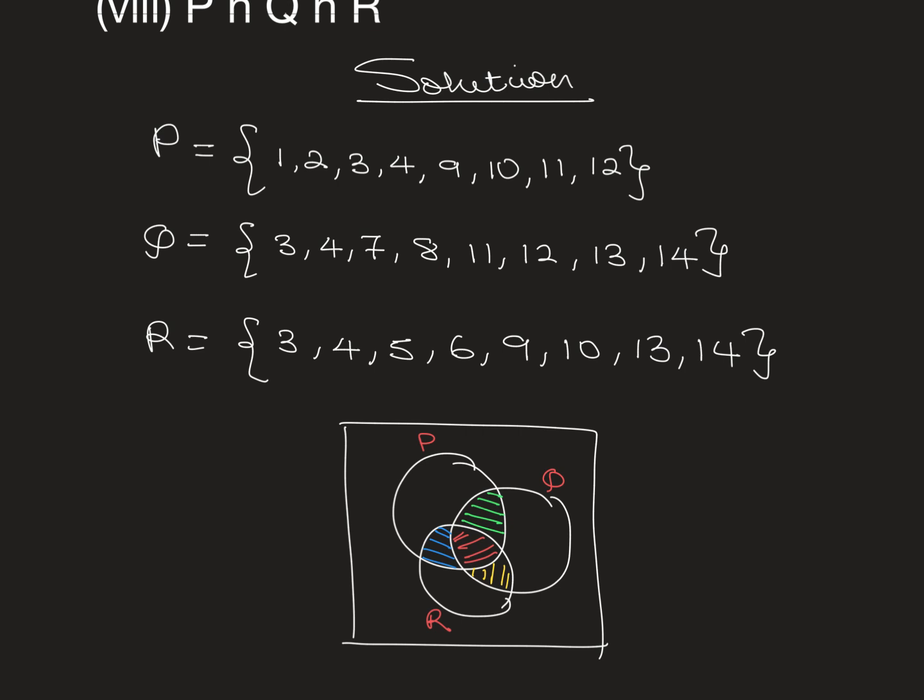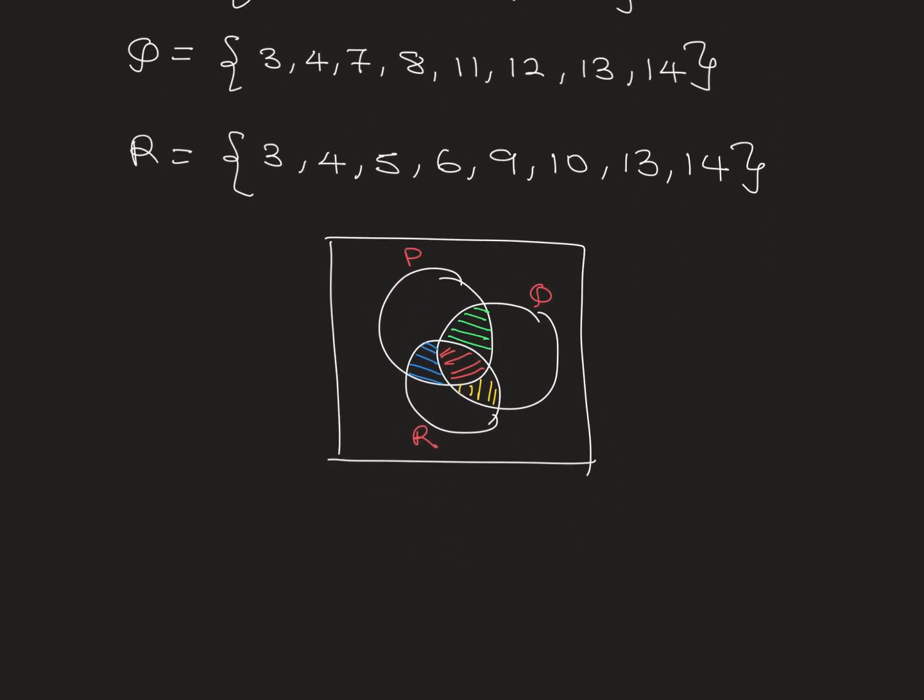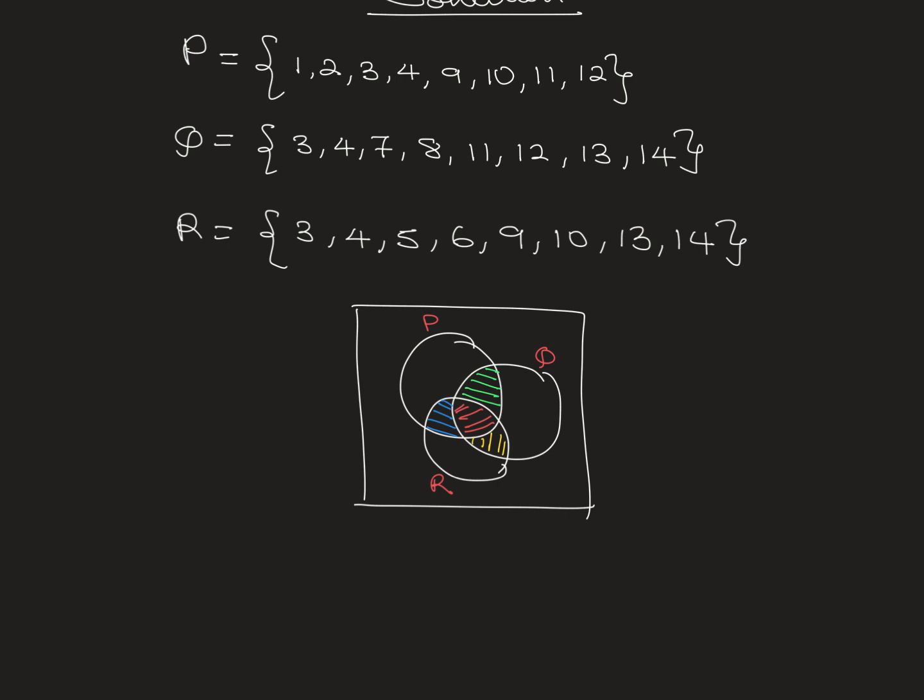So the areas that are left: this area is going to be numbers that are only in P and not in other sets. Here will be numbers that are only in Q and not in other sets. And here will be numbers that are only in R and not in other sets. So when you have this understanding, you can be able to draw your Venn diagram. Okay? So let me try to go through the intersections once again.